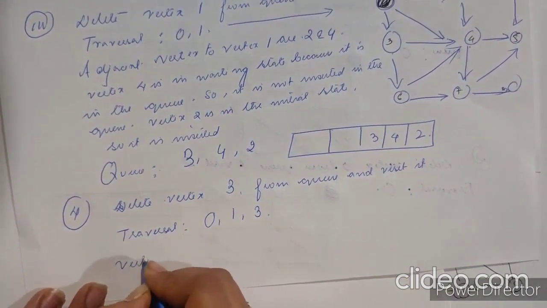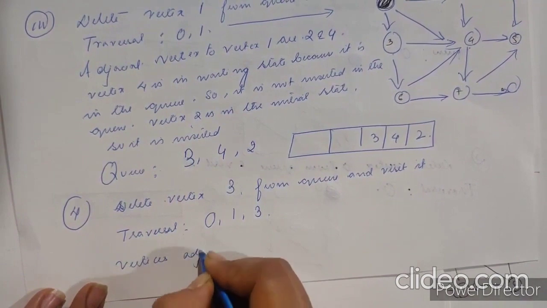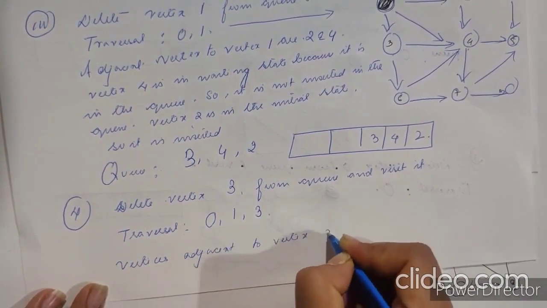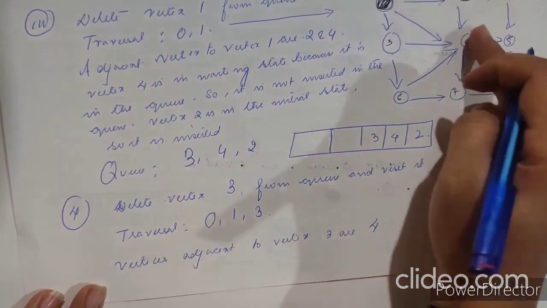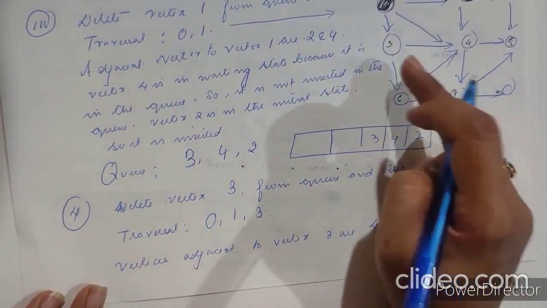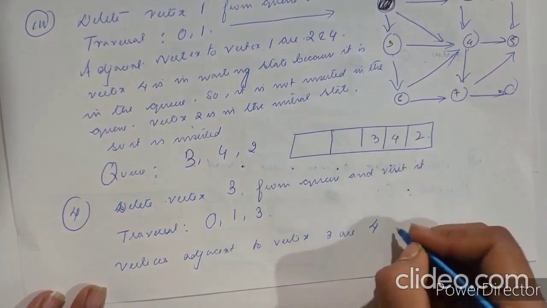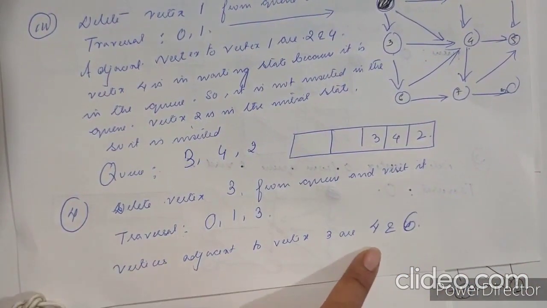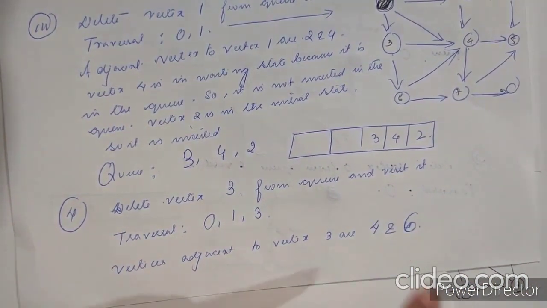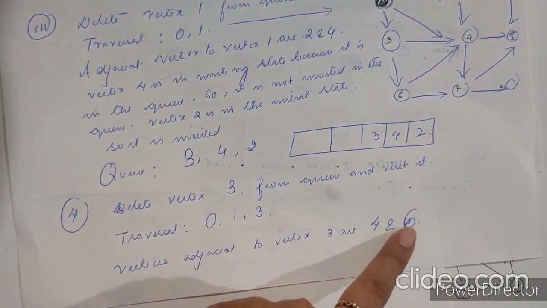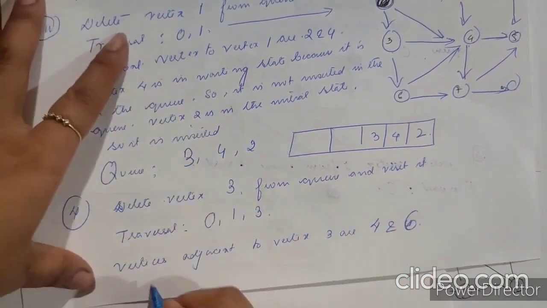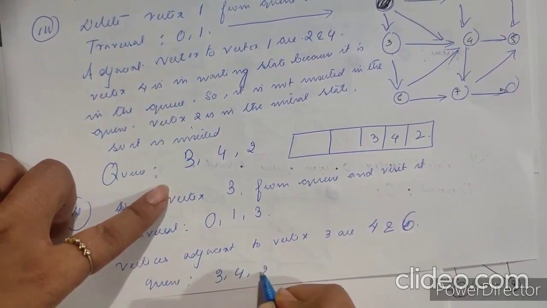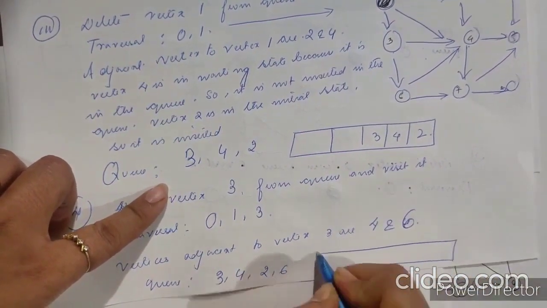Now the vertices adjacent to vertex 3 are 4 and 6. 4 is already present in the queue, right? 6 is in the initial state. So we have to insert 6 into the queue. So your queue will be 3, 4, 2 and 6. So this is your queue.